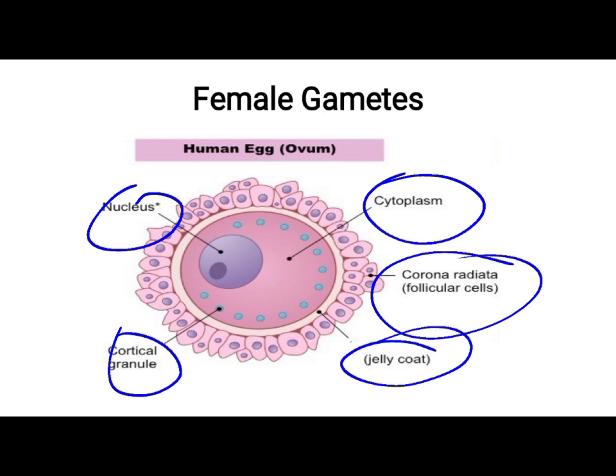Okay, so basically the proteins in the jelly coat will initiate the acrosome reaction in the sperm, so that they are ready to fertilize the egg. Okay, so that is basically about the reproductive gamete of the female.